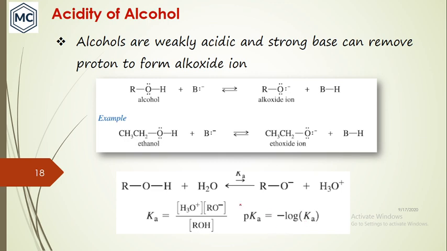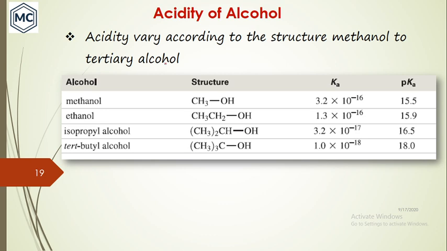How about the acidity of alcohol? Acidity of alcohol varies according to the structure. For example, the acidity decreases as you go from methanol to tertiary alcohol. You can see it here: from methanol to ethanol, isopropanol and tertiary butanol, Ka is decreasing and pKa is increasing. That means it becomes less acidic.